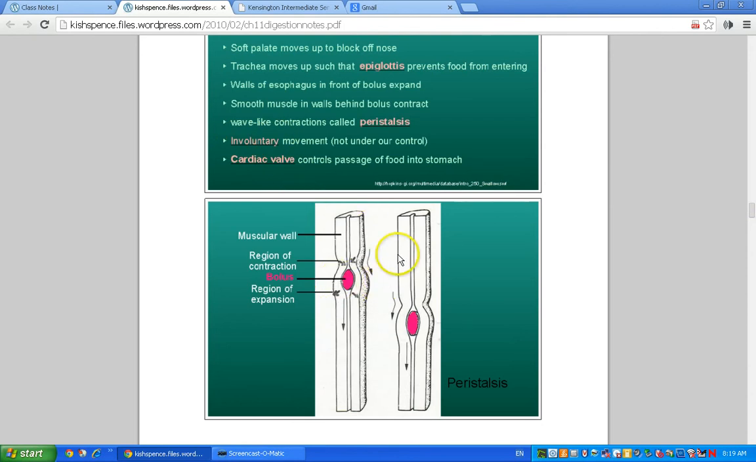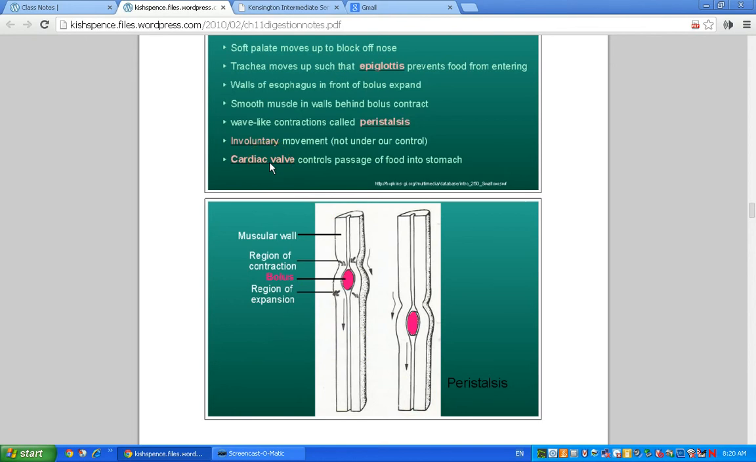And there's a valve called the cardiac valve, or the lower esophageal sphincter, or valve. So sometimes you'll hear a valve be called a sphincter, or a sphincter be called a valve. They're referring to the same kind of thing. So in your case study, you learned of the valve at the bottom of your esophagus, just at the top of your stomach.